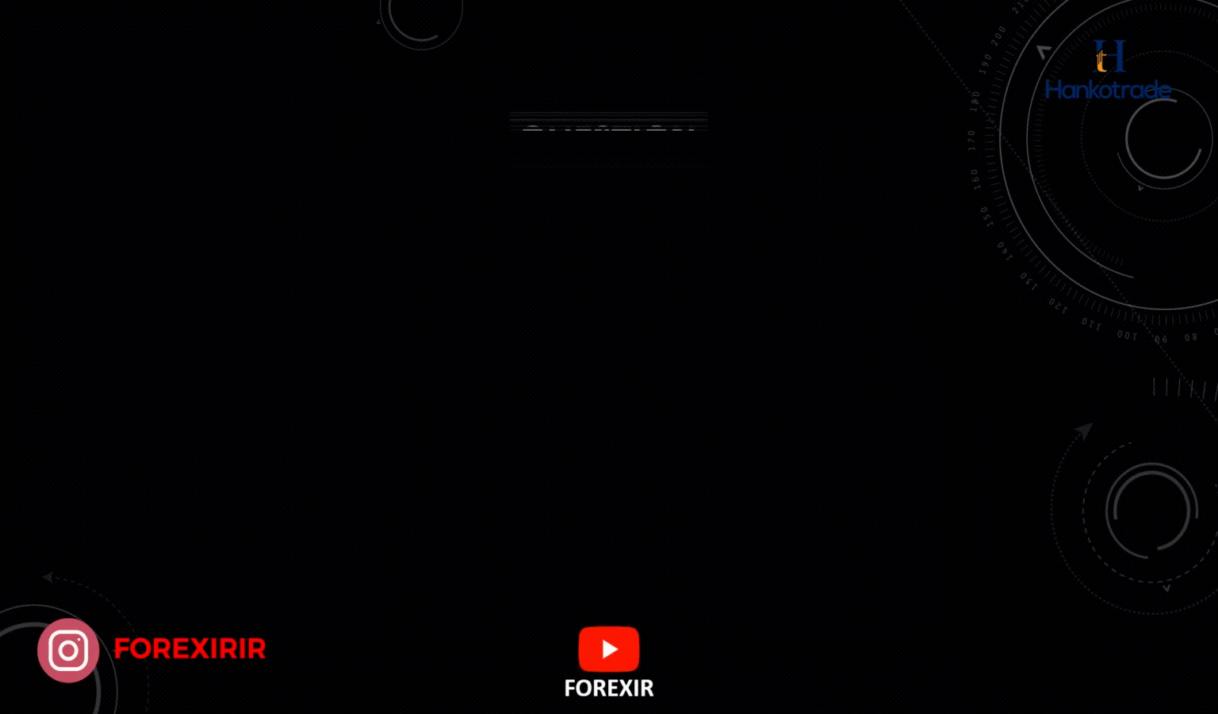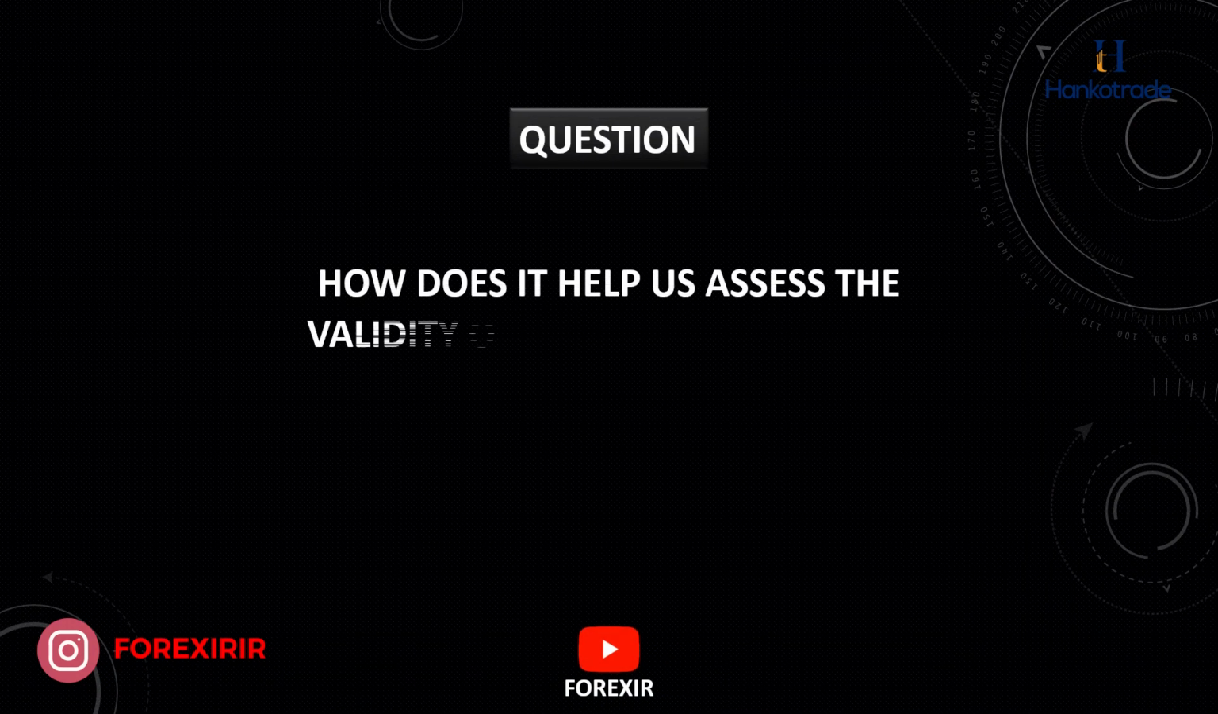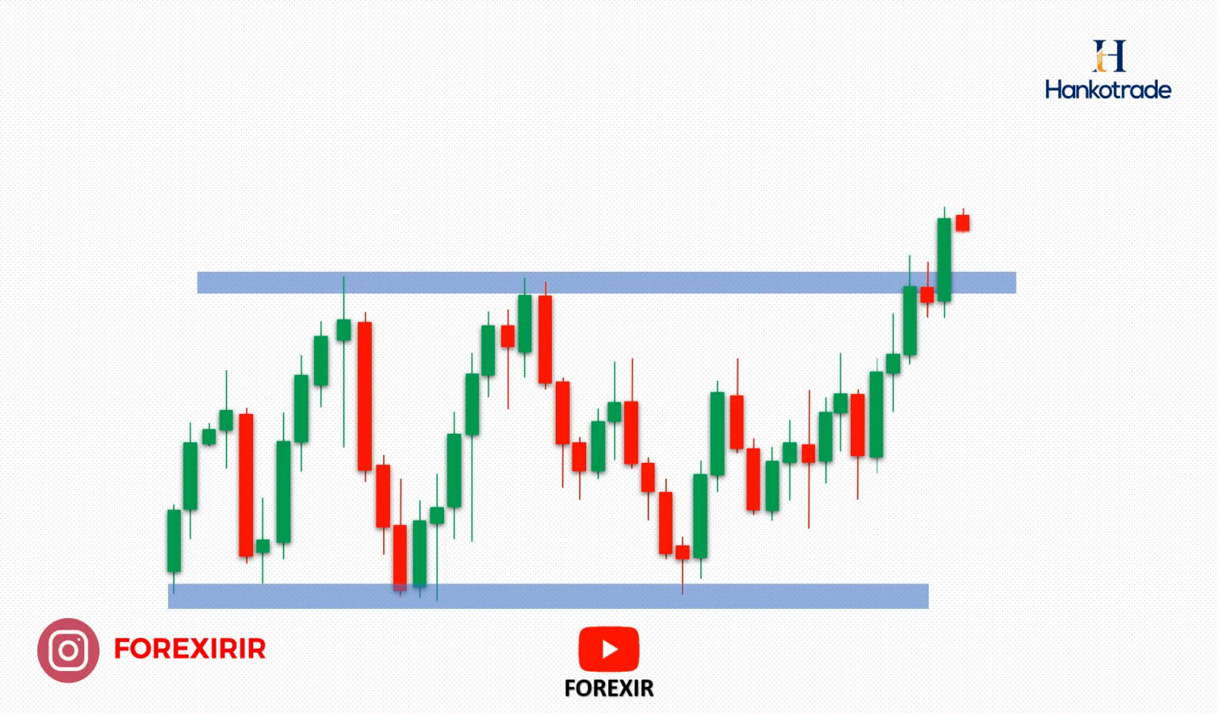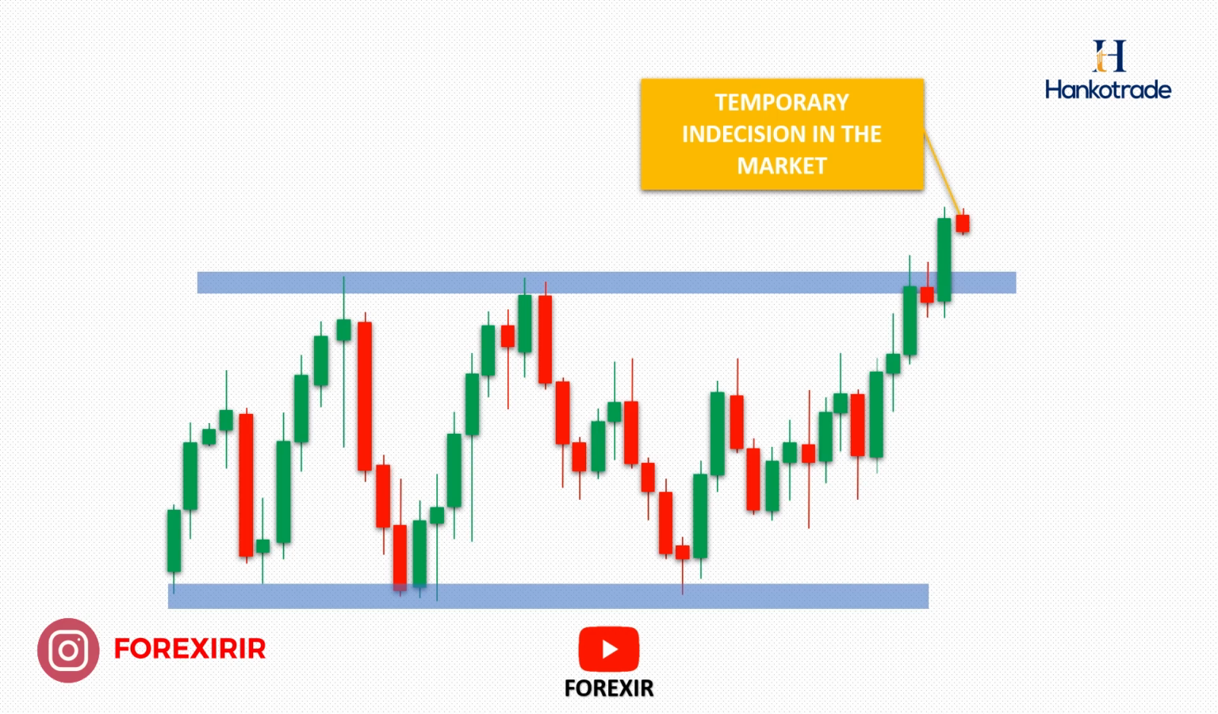How does it help us assess the validity of a market structure break? Well, if an inside bar forms after breaking a market structure, it shows temporary indecision in the market. If the price breaks this pattern to the upside, it shows that the sellers tried to push the market back inside the range, and they failed. So, it is another confirmation that this breakout is valid, and the price has a higher chance to continue pushing upwards.